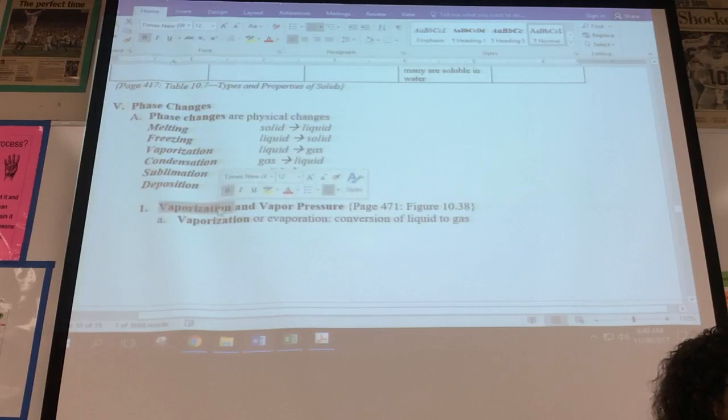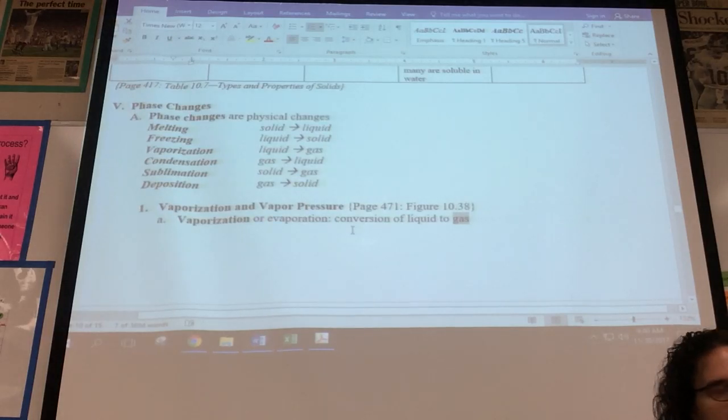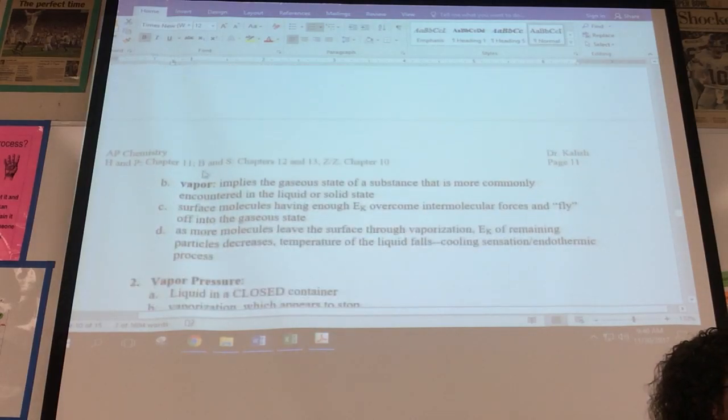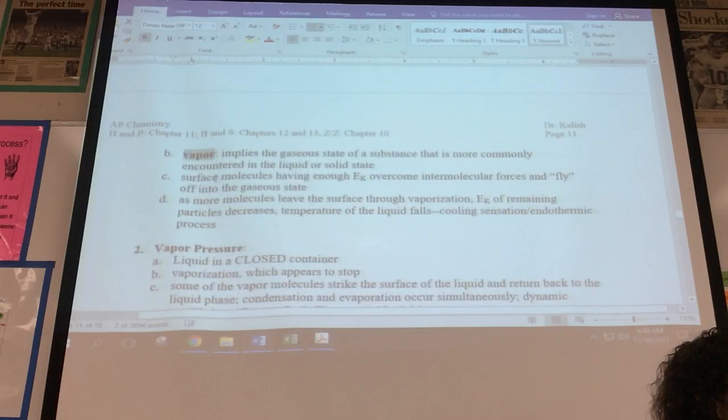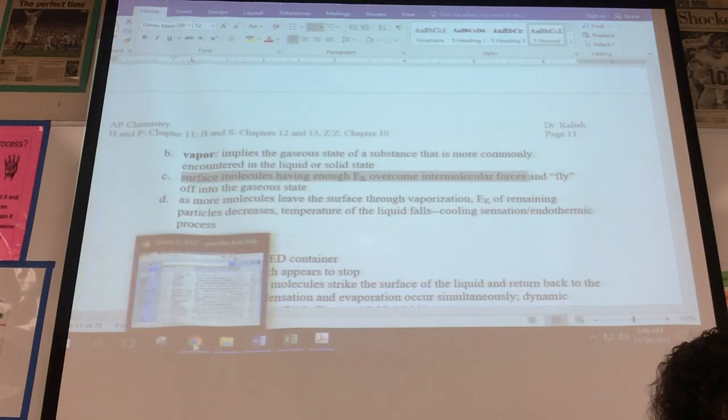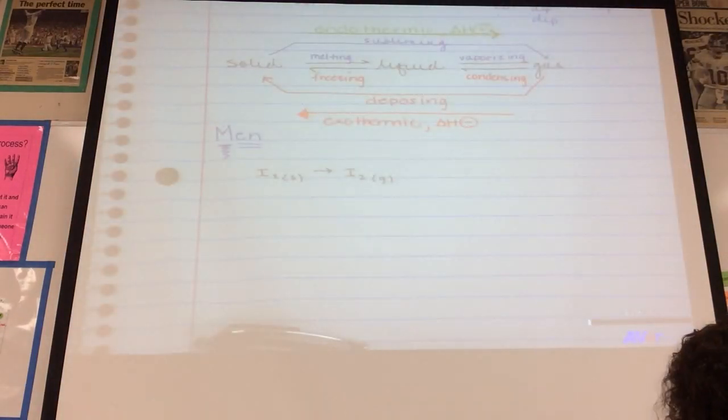Vaporization and vapor pressure. Vaporization, again, is the process by which a liquid is converted to a gas. The pressure that the gas exerts on the walls of the container is known as vapor pressure, and we're going to take a closer look at it. As I mentioned, this is a term where the substance is in the gaseous phase, but it more commonly exists as a liquid or a solid. The molecules at the surface have enough kinetic energy to overcome their intermolecular forces, and they're going to fly off into the gaseous state.